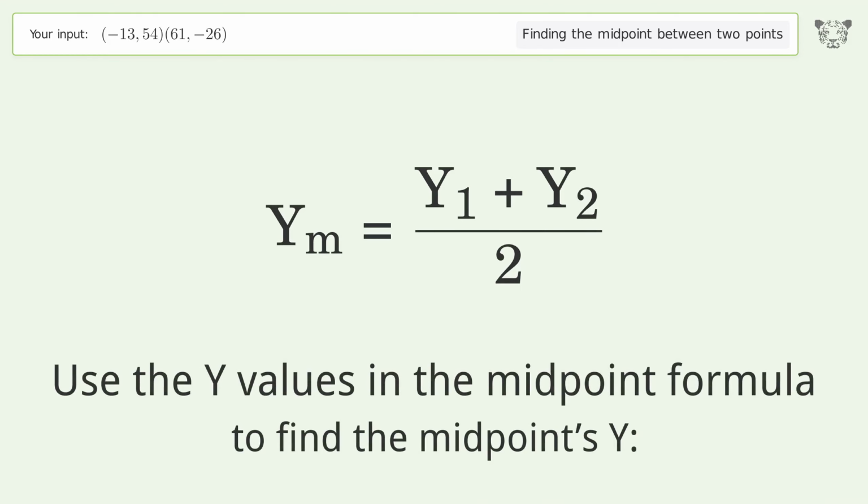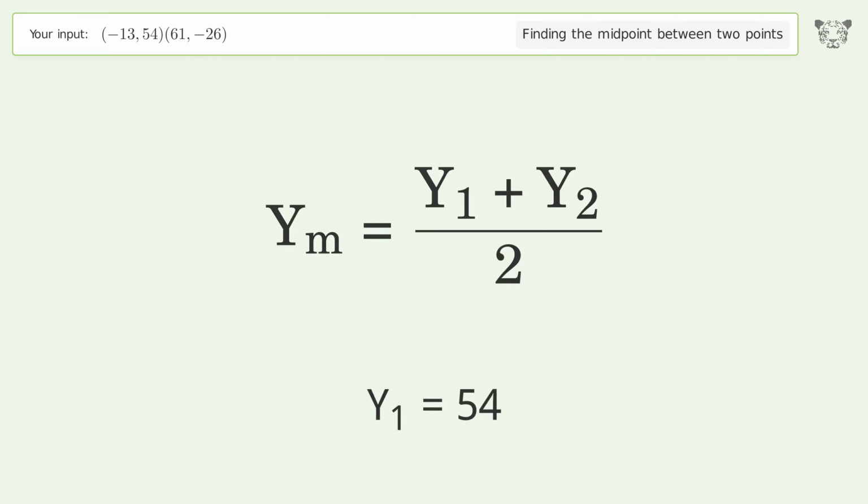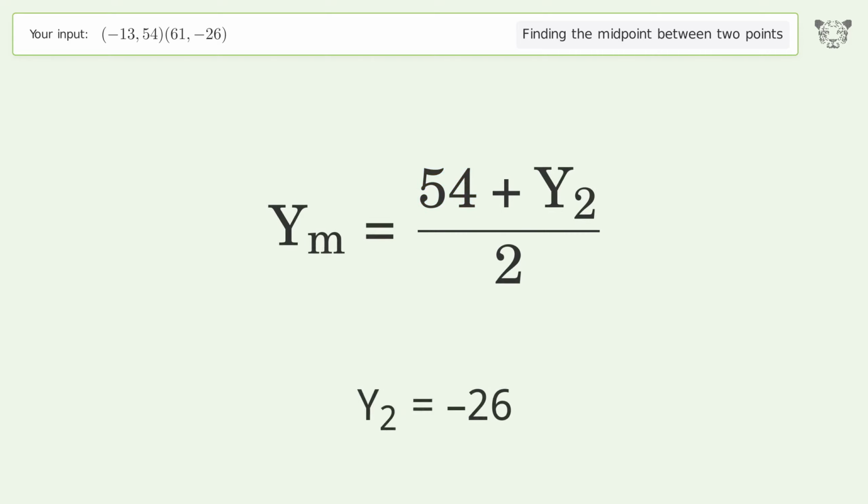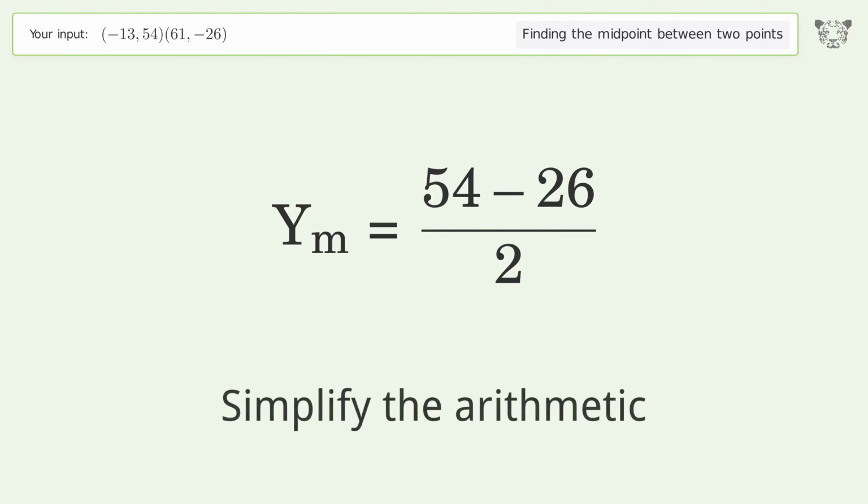Use the y values in the midpoint formula to find the midpoint's y. y1 equals 54. y2 equals -26. Simplify the arithmetic.